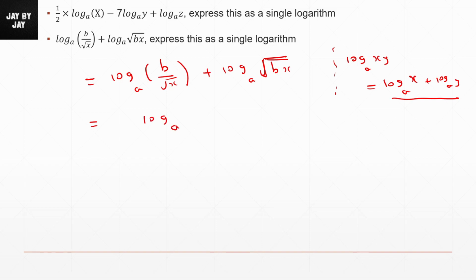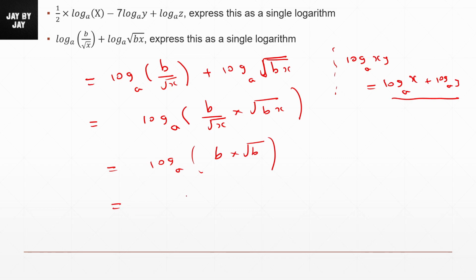So what is the a value? A is the same. The x value is b over x, and the y value is the root of bx. So again log a to the, root x and root x will be cancelled out here. So therefore you will get b multiplied by root b. What's the answer? Log a to the b multiplied by b to the half. So the final answer will be b to the 3 over 2. This is the value for this particular example.